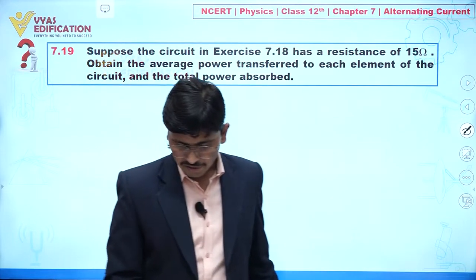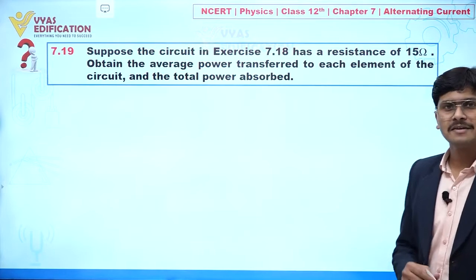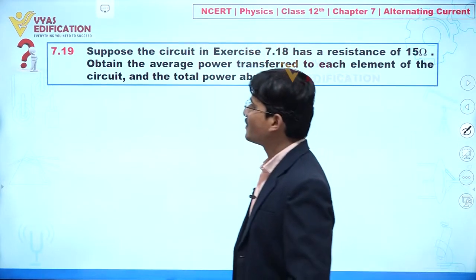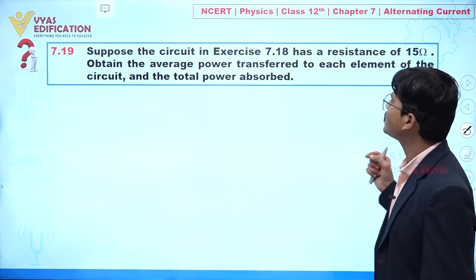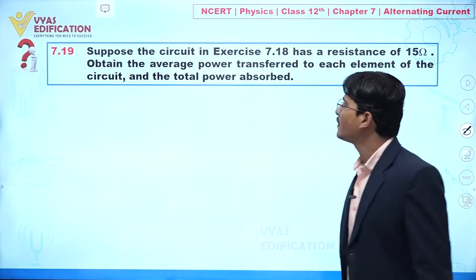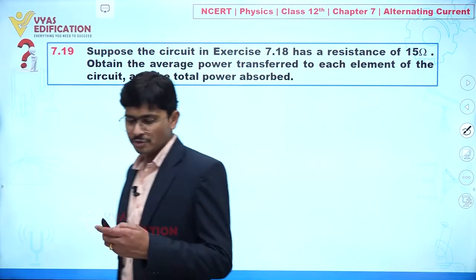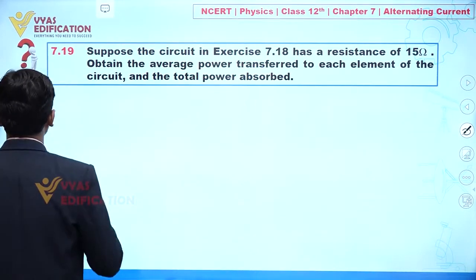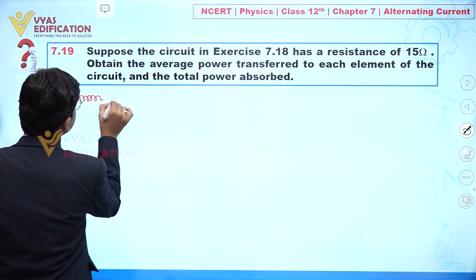Now students, we are going to discuss question number 7.19. In this question it is given: suppose the circuit in exercise 7.18 has a resistance of 15 ohm. Then obtain the average power transfer to each element of the circuit and the total power absorbed. Now if I draw this circuit diagram, I can say this is an inductor.